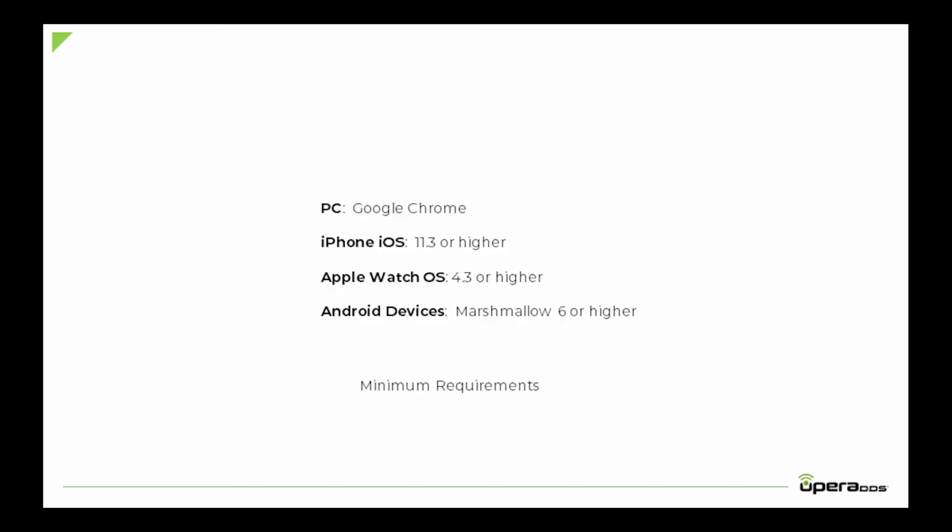Some housekeeping items real quick. Make sure you're using the following software. For PC, use Google Chrome web browser. For iPhone or iPad, your iOS must be 11.3 or higher. For Apple Watch 1, 2, 3, and 4, your OS must be 4.3 or higher. And for Android devices, Marshmallow 6 or higher.